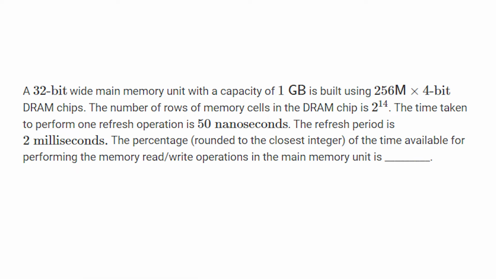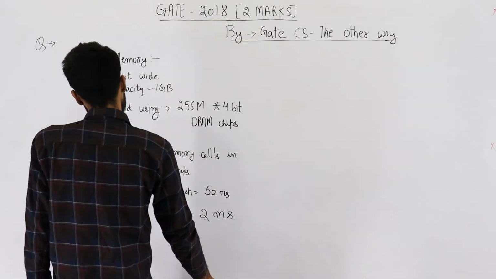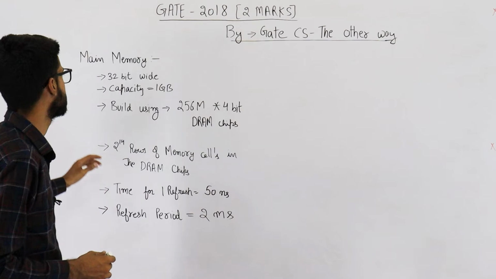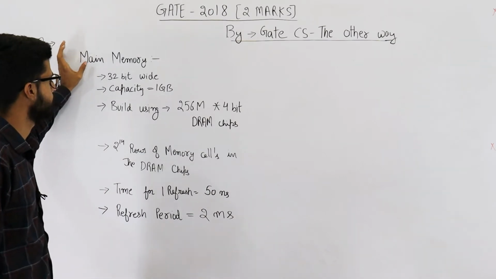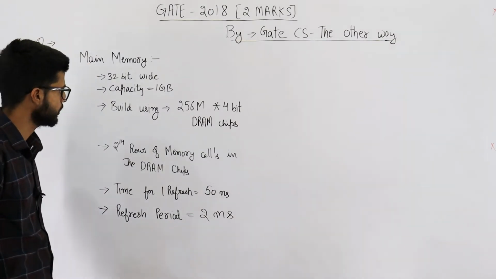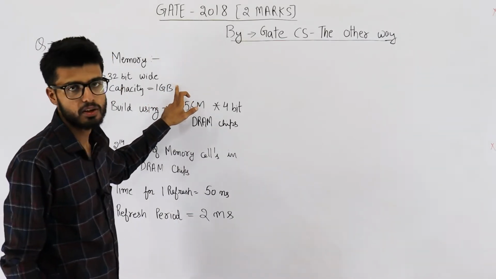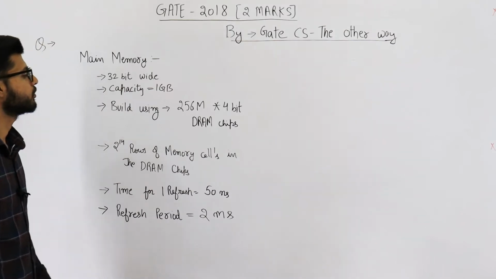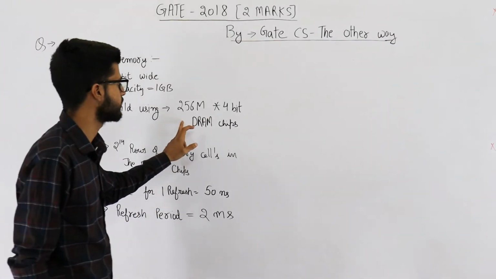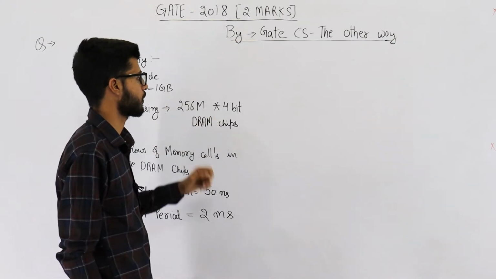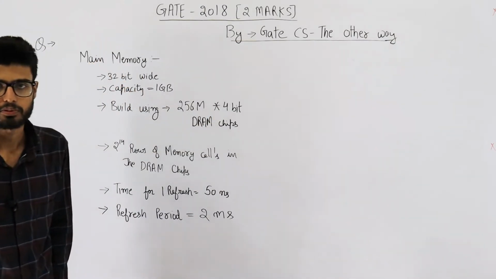Okay. So this is the information that they have given with respect to some memory unit. They are saying it is 32 bits wide and has a capacity of 1 GB. Also, it's built from this kind of DRAM chips. These are 256M cross 4-bit DRAM chips.